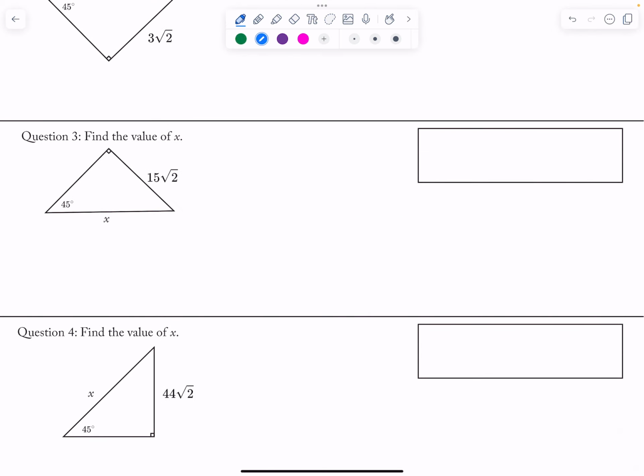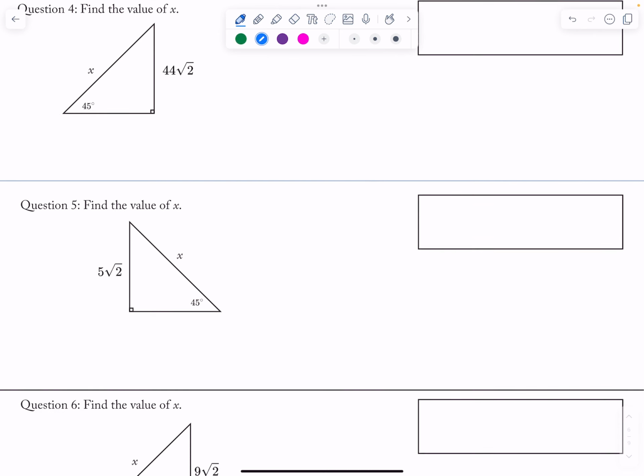Here again, the hypotenuse is the same thing as the side length times root 2. So I have 15 root 2 times root 2 is x. So x is equal to 15 root 4. So 15 times 2, which is 30. So x is equal to 30.